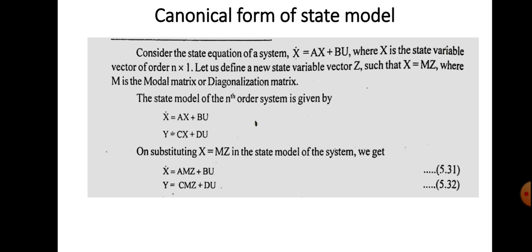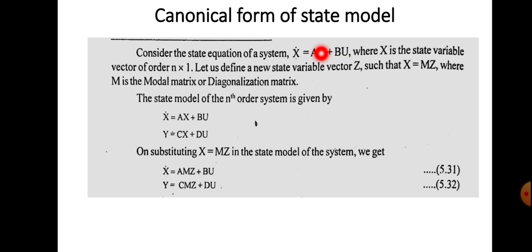We will discuss the canonical form of state modeling. Suppose we have a system represented by state variables like this: x dot equal to Ax plus Bu. That is the ordinary state space representation using state variables, where x is the state vector and its order is n by 1, that means n rows and 1 column. And if we represent it by a new state variable, suppose that variable is z, then z will be related to x.